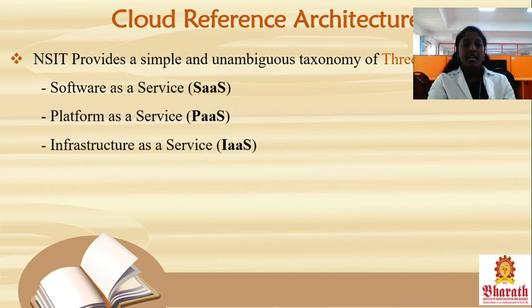And the next one is infrastructure as a service. In infrastructure as a service, you get the entire system itself, including the hardware, the storages, the networking devices, everything. All that you are taking as a service. So the difference between platform as a service and infrastructure as a service is that here you're getting only the OS.